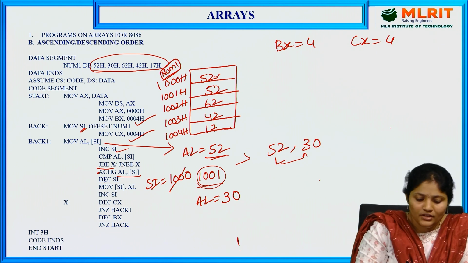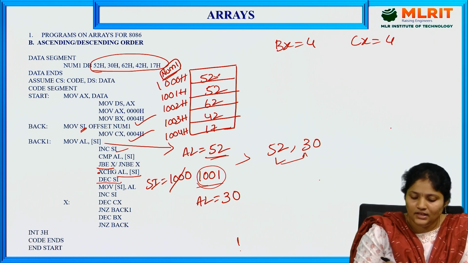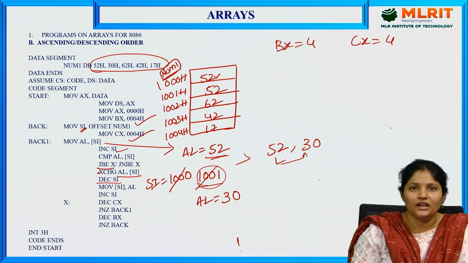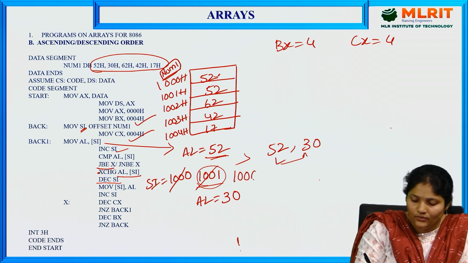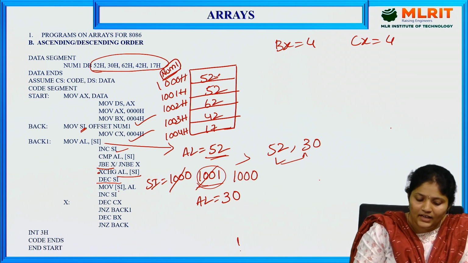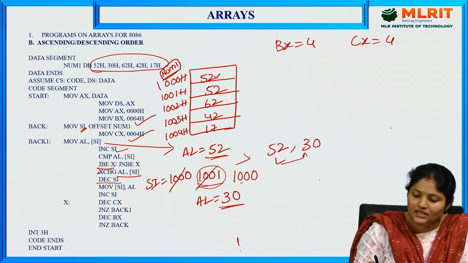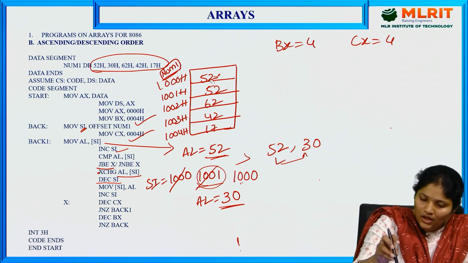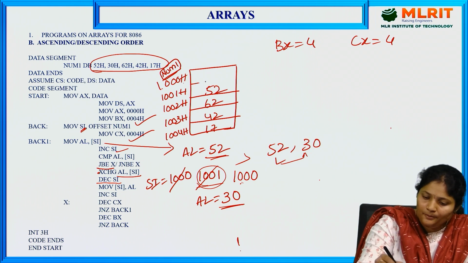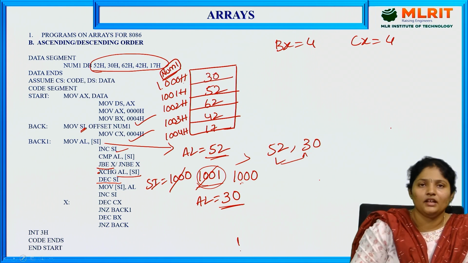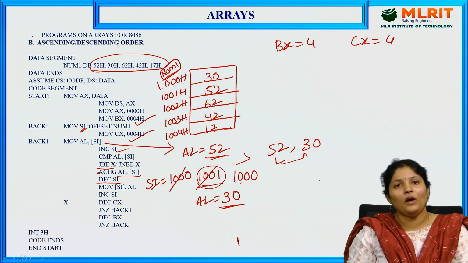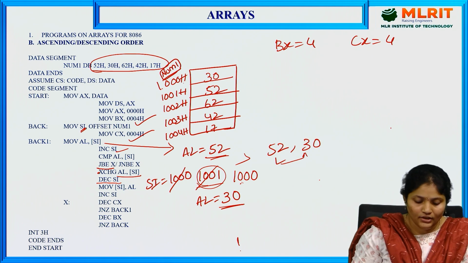Now what is the next instruction? Decrement SI. The SI value will be decremented again and it gets the 1000 location. Move the data present in AL: what is the AL value? 30 will be moved to the SI location. What is the SI location? 1000. So now 30 will be moved to this particular location. So here one time the internal loop is executed.